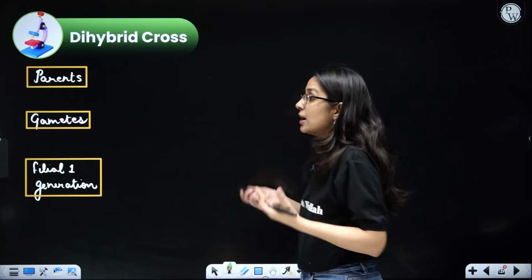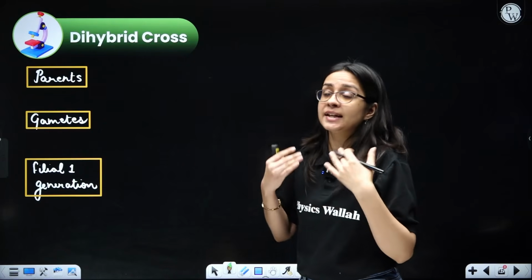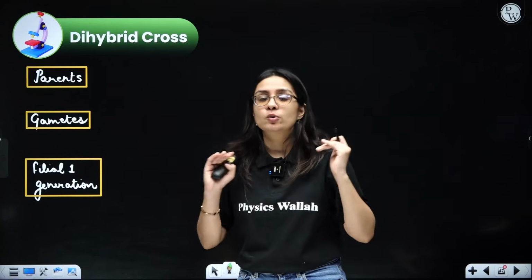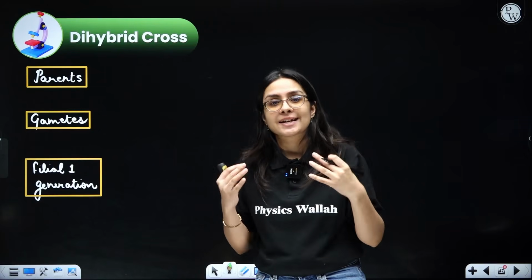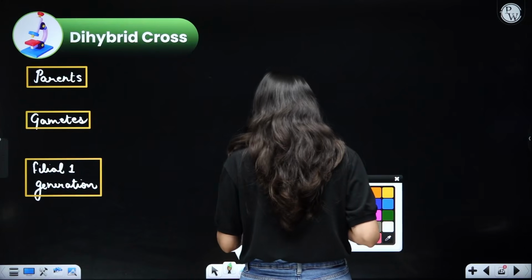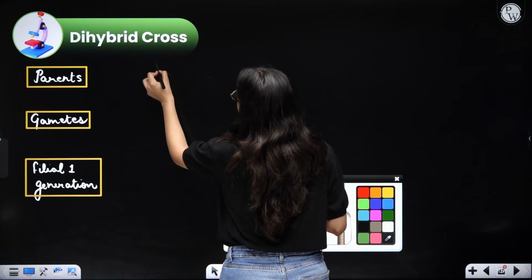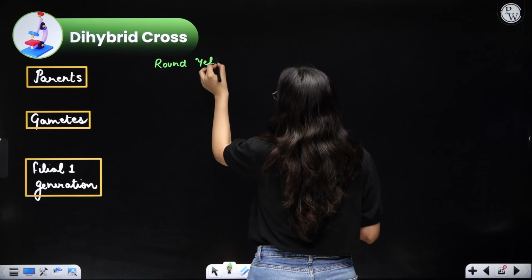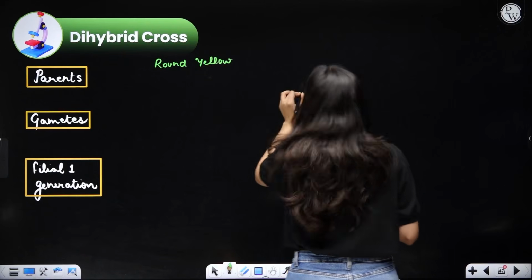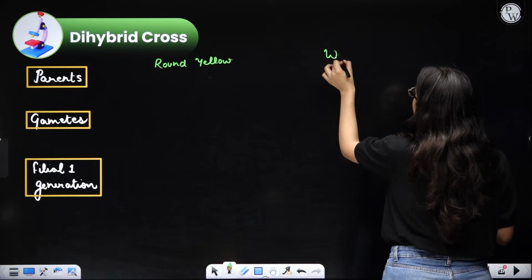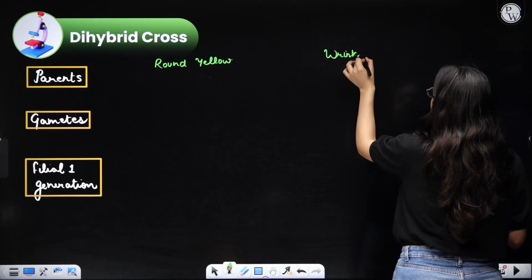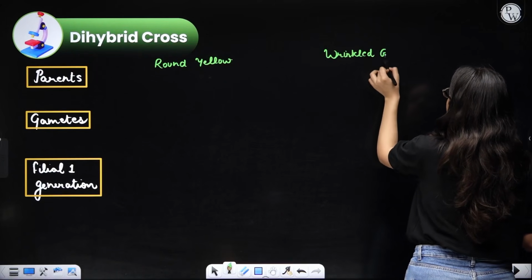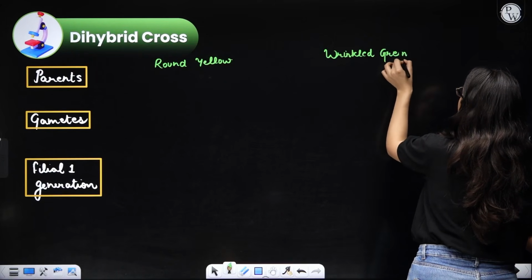Now talking about the dihybrid cross, what did Mendel do? Firstly, he chose parents, and in case of parents, to make things easier for you, you should always go for homozygous pure parents. That means you have to take pure lines. So I will consider one parent which has round seeds and yellow in color. This is the first parent, to make things easier for you. And the other parent has wrinkled seeds which are green in color.